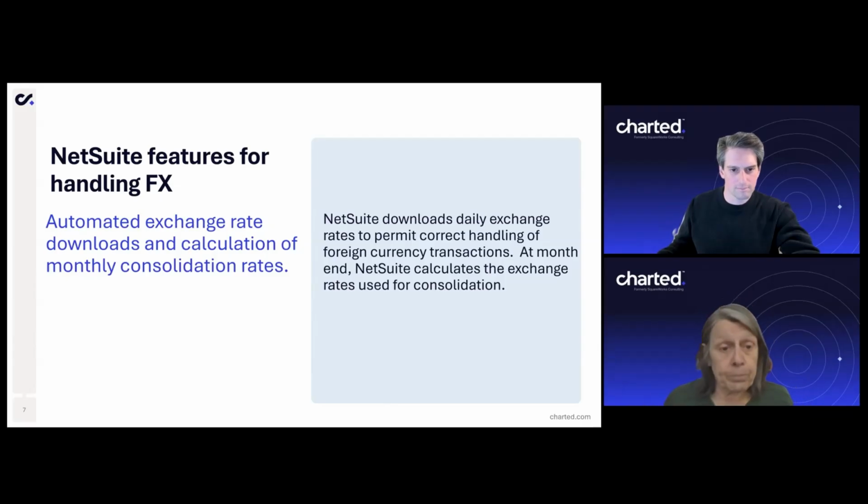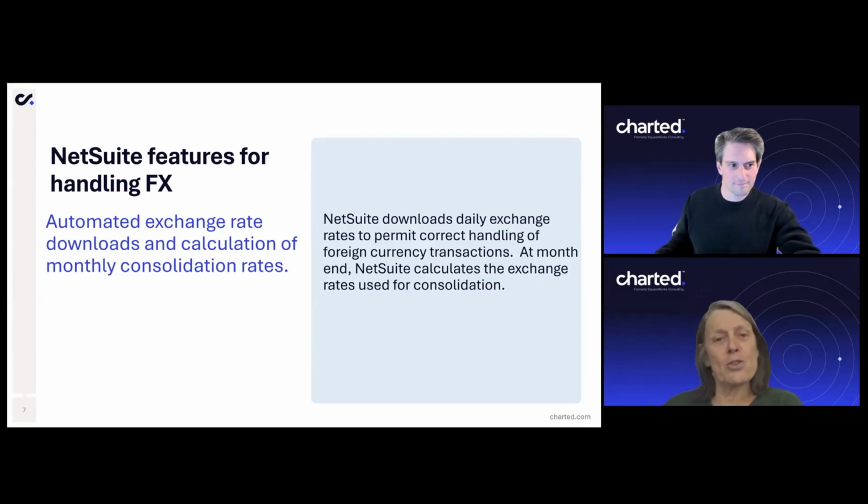And now, yeah, how does it do it? First of all, automated exchange downloads and calculation of those monthly consolidated exchange rates. I've talked about, okay, so I have a vendor bill that's come in. I'm a US dollar company. It's come in euros, and I put it in at the rate of the day. So where does that rate of the day come from? It sounds so simple when I said, oh, just use the rate of the day.